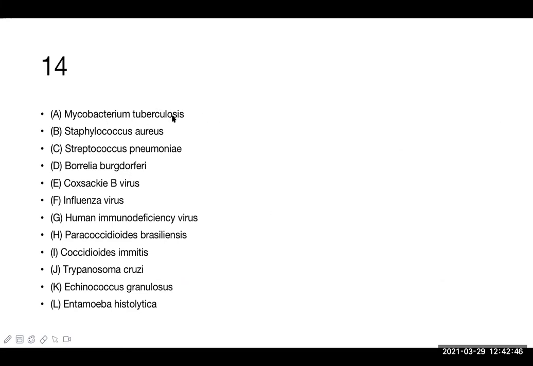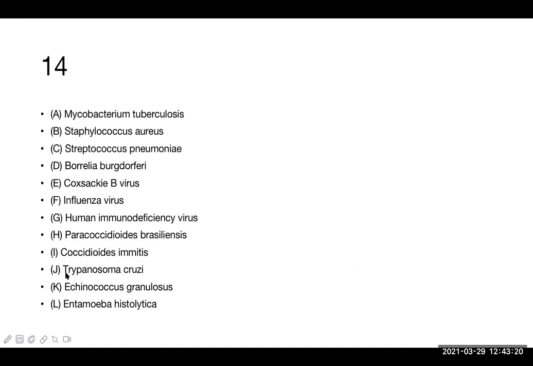Mycobacterium tuberculosis, Staph aureus, Strep pneumoniae, Borrelia burgdorferi, Coxsackie virus, influenza virus, HIV, Paracoccidioides brasiliensis, Coccidioides immitis, Trypanosoma cruzi, Echinococcus granulosus, and Entamoeba histolytica. Which one do you think? Trypanosoma cruzi. What is the disease? American trypanosomiasis. Okay? Trypanosoma cruzi. So here, no student is even telling me any other option, though there are so many.